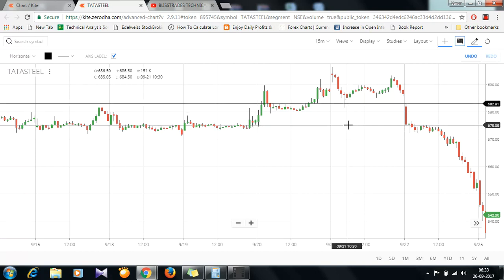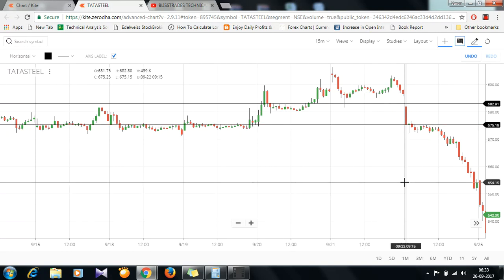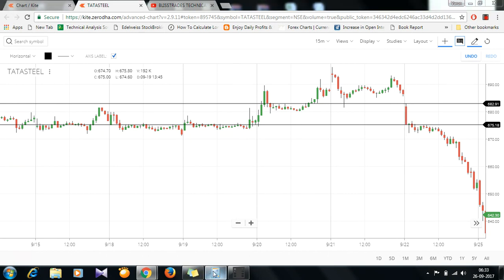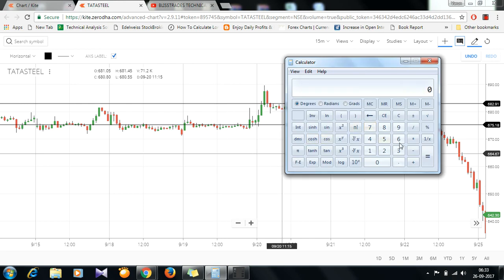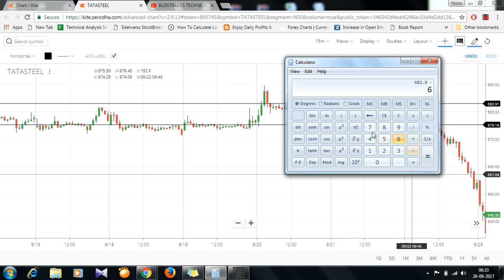For Tata Steel, the first 15-minute high and low are marked, and here the high is 682.80, and the low is 675.15. So the risk for this trade is 7.65. Now, how do I position size?